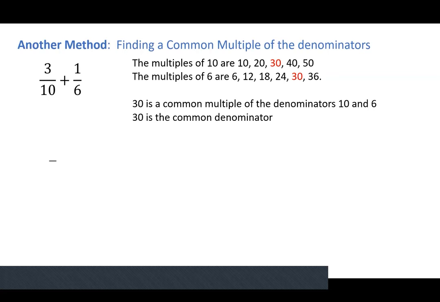They may have had them in grade 5 in the previous program of studies. And the multiples of 6 are 6, 12, 18, 24, 30, and 36. And so I'm looking at both of them sharing the multiple of 30. 30 is a common multiple of the denominators 10 and 6, so 30 is the common denominator in this case.